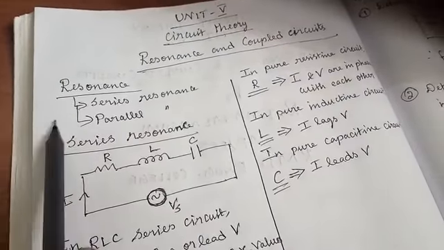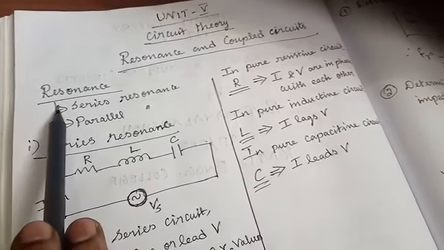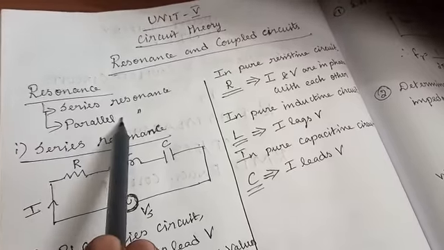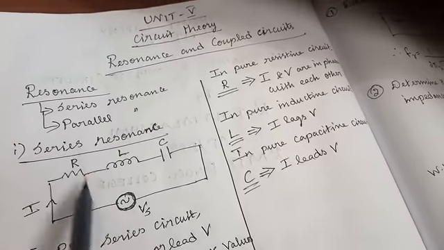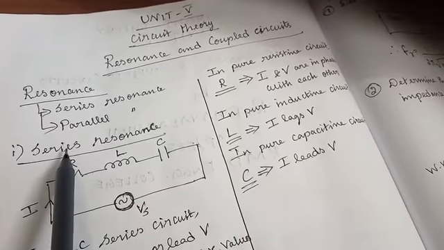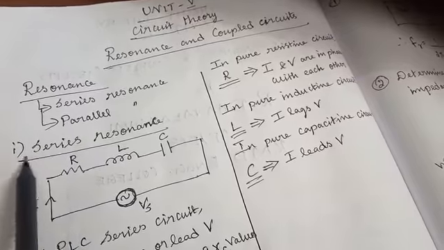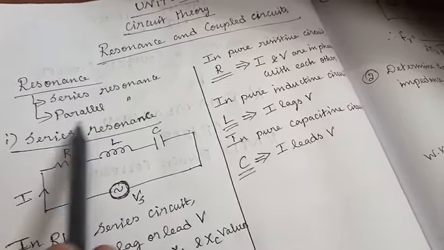When you take resonance, we have two types of resonance here. One is series resonance, the other one is called parallel resonance. We'll start with series resonance, and in this lecture video we'll discuss series resonance, and later on we can go to the parallel resonance. Series resonance discuss பண்ணிடலாம், அதுக்கப்புறம் parallel resonance க்கு போகலாம்.